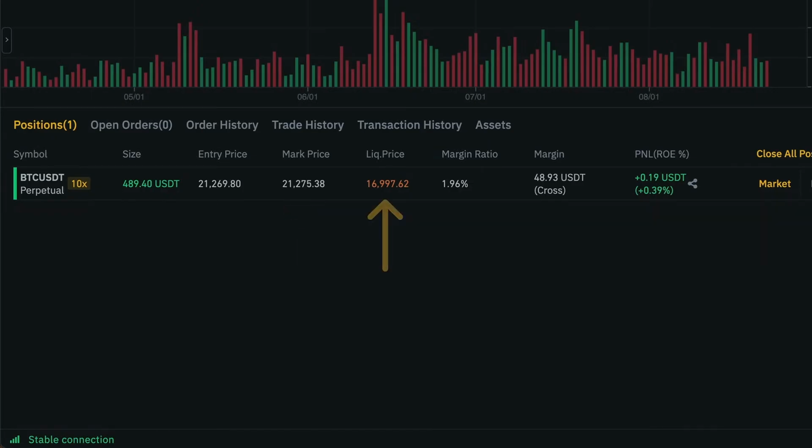Next to the mark price, we can see the liquidation price for our position. This is a very important number we always want to keep an eye on. Because when the mark price reaches the liquidation price of our position, liquidation will be triggered and we'll lose our entire margin balance. Then we have the margin ratio that we've already talked about and that we can also see right here.